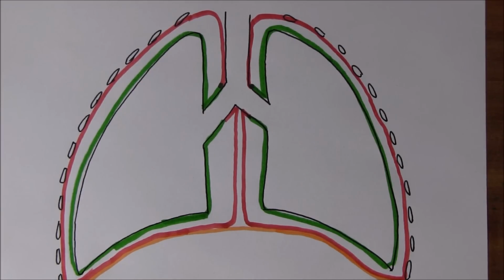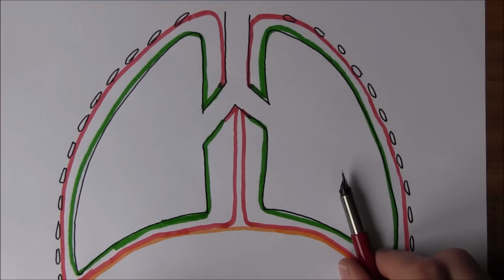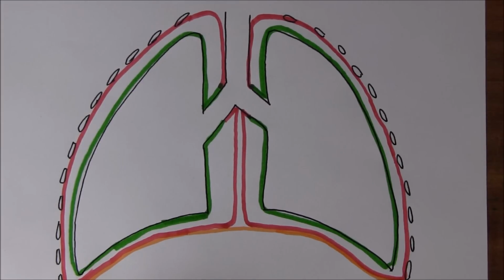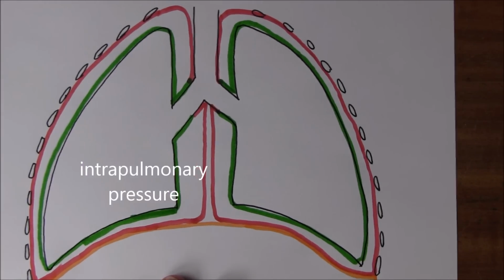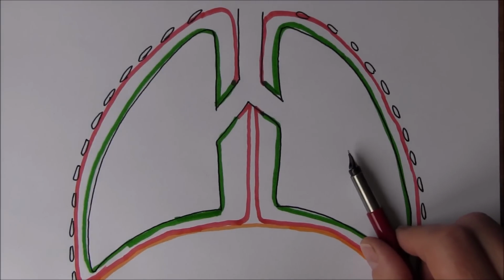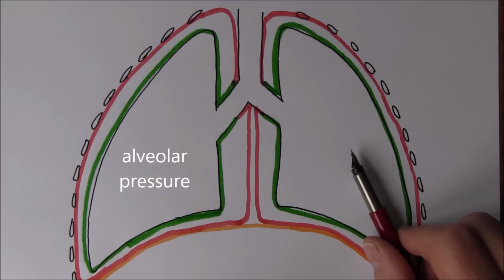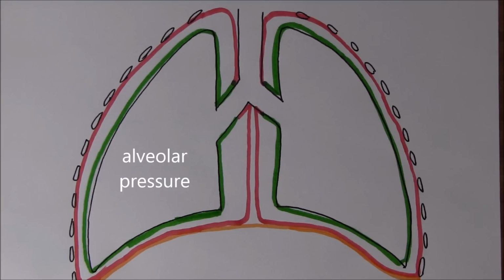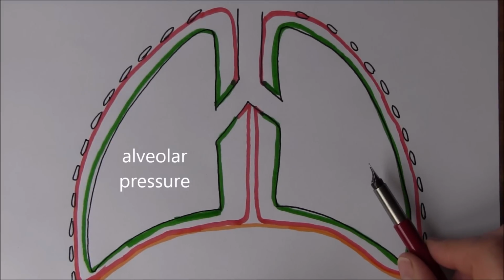Now we're ready to start thinking about the pressures. Now, just before inspiration begins, the pressure inside the lungs, and we can call that the intrapulmonary pressure. So intrapulmonary means inside the lungs. The intrapulmonary pressure in here. And this is going to be the same as the pressure in the alveoli. So the alveolar and the intrapulmonary pressure are actually going to be the same.